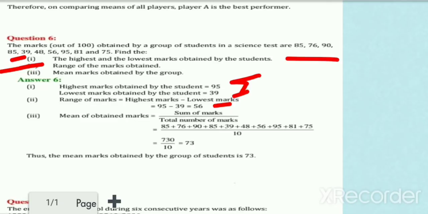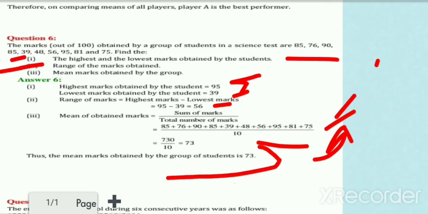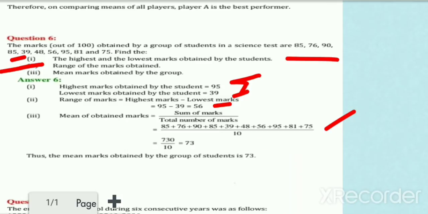Now question number 3, the mean marks obtained by the group. It means find the mean. We know that mean is equal to the sum of all numbers upon total numbers. So adding all numbers and counting the numbers, that is 100, we divide the sum of all numbers by 100. So we get 73. So 73 is the mean of this group.